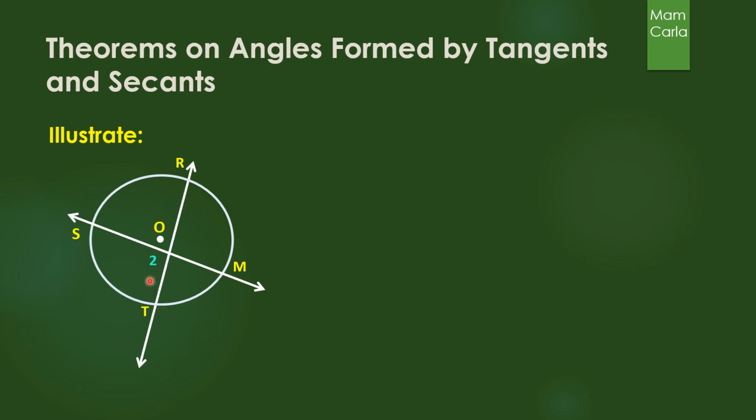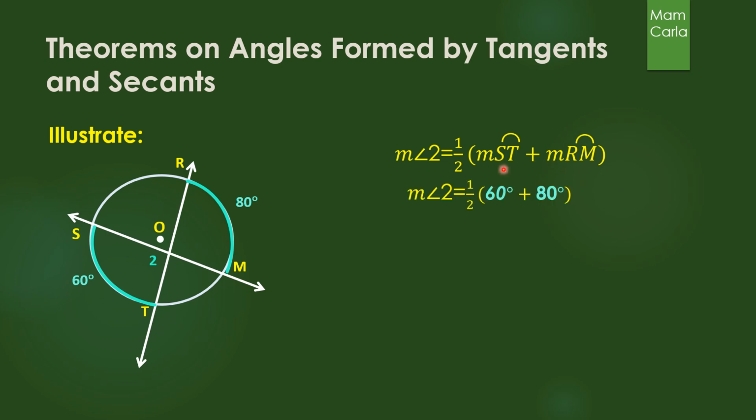Let us also find the measure of angle 2. Given that the measure of arc ST is 60 and arc RM is 80, we can obtain the measure of angle 2 equals 1/2 times the measure of arc ST plus the measure of arc RM. Substituting the values, arc ST is 60 and arc RM is 80 degrees. So working on the parentheses first, we have 60 plus 80, which is 140, and then we divide it by 2. So the measure of angle 2 is 70.